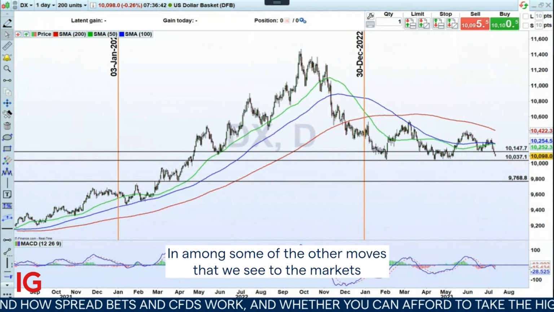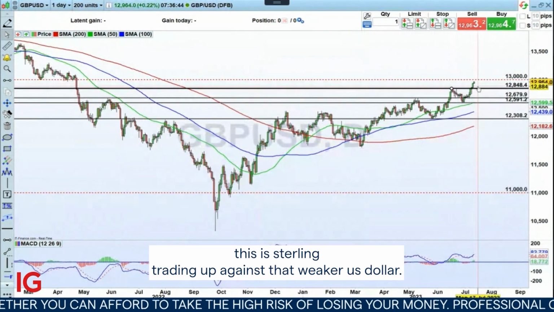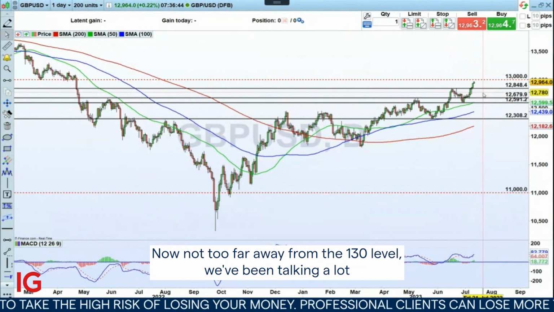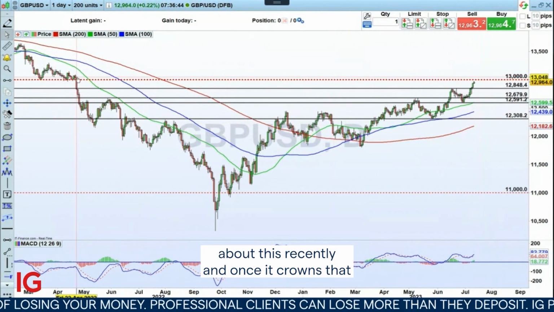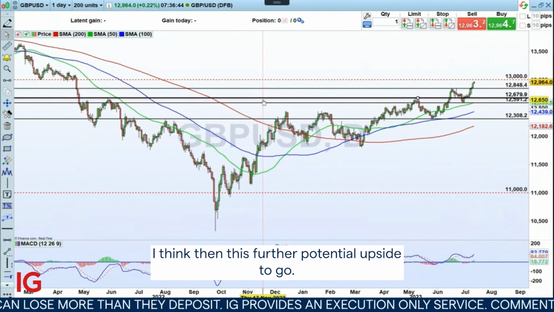In amongst some of the other moves that we've seen in the markets, this is sterling trading up against that weaker US dollar. Now not too far away from the 130 level. We've been talking a lot about this recently. And once it crowns that, I think then there's further potential upside to go.